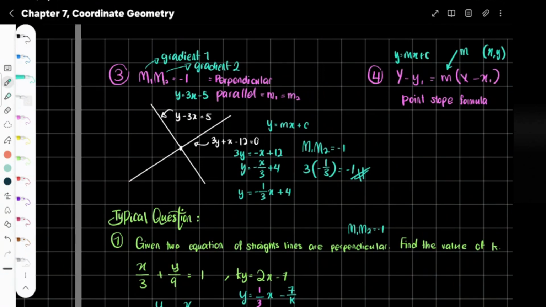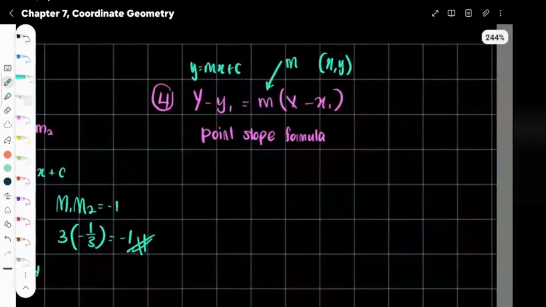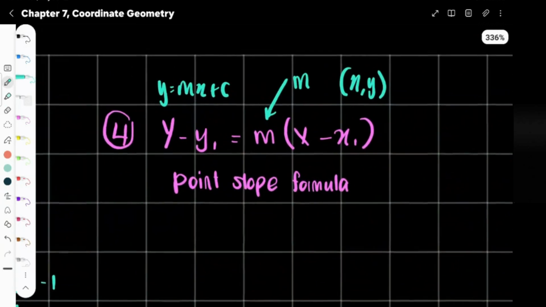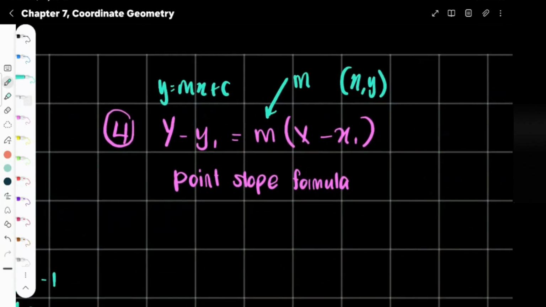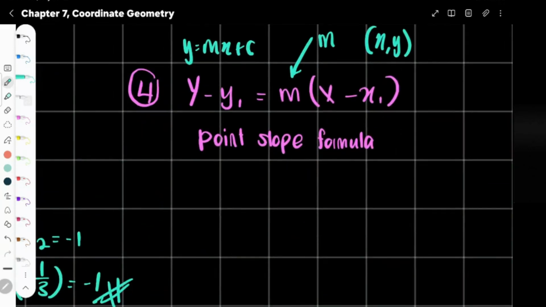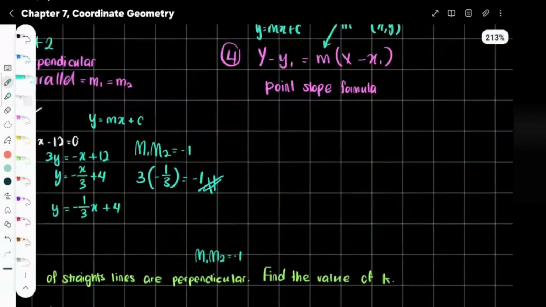Okay, she's not answering, so I'm just going to continue. This formula you can use whenever you find the gradient and the coordinate of the straight line. You can immediately find the equation here. So that's why you use this formula. I think we already learned this formula in primary school or lower form, but we never used it, so I also forgot it.